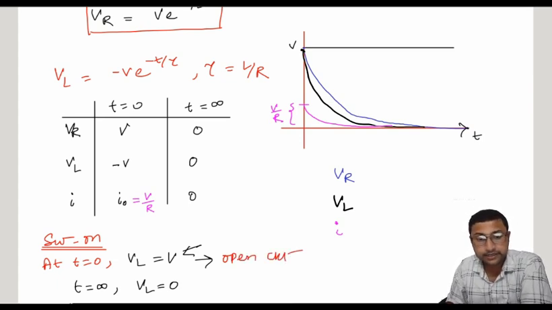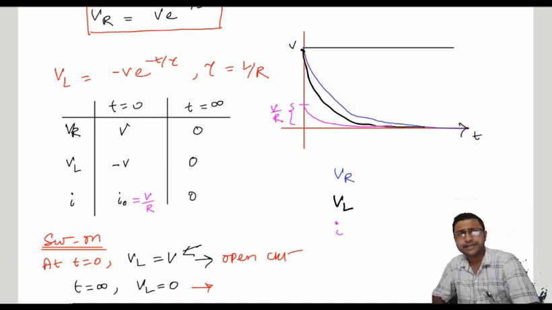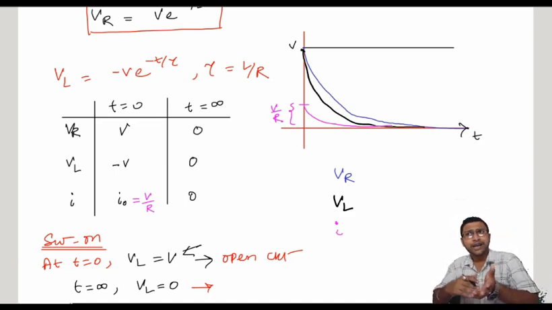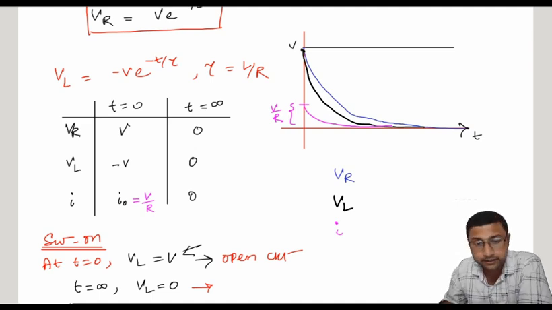And at t equal to infinity, VL equals 0, the voltage across the inductor is 0. At what condition? If the inductor is a short circuit, because at a short circuit terminal, whether it is resistance or inductance, the voltage across it equals 0. Short circuit means high current flows through it, but the potential difference is 0 across that part. So VL equal to 0 means the inductor is a short circuit.